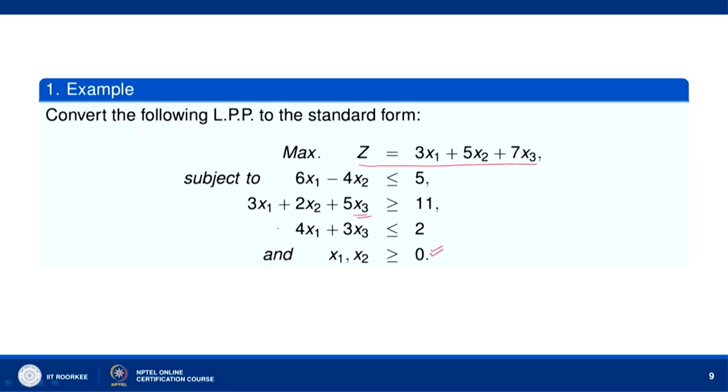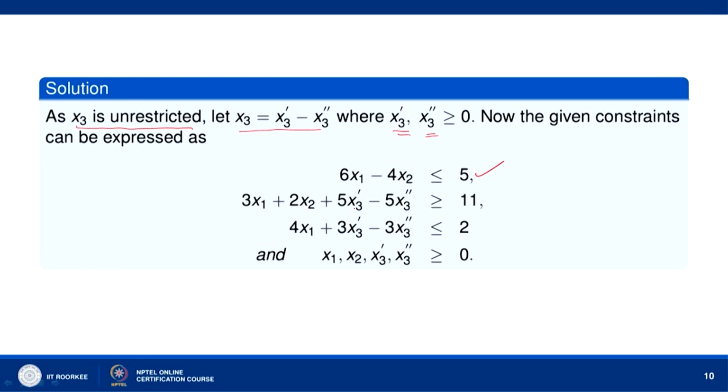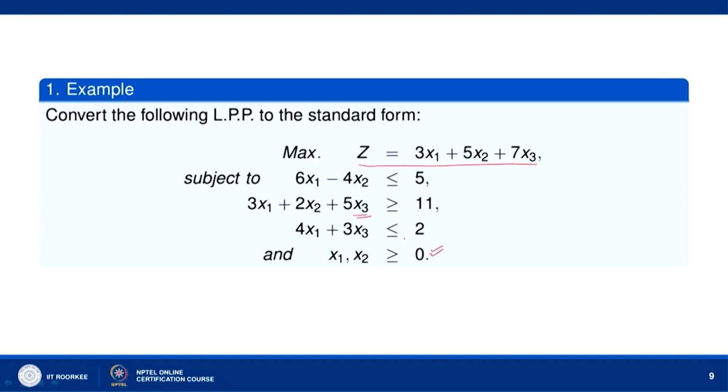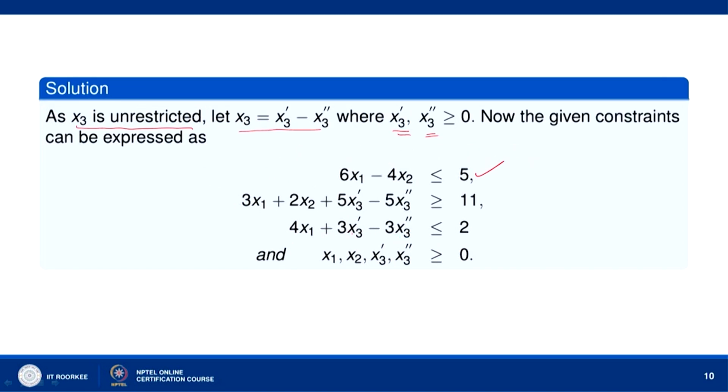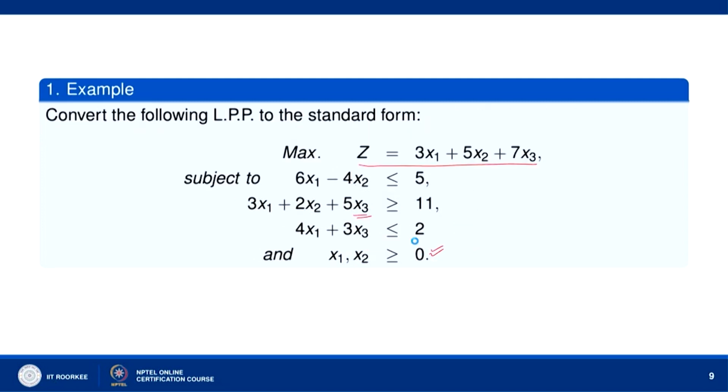The second constraint is 3x1 plus 2x2 plus 5x3 greater than or equal to 11. So, x3 we put as x3 dash minus x3 double dash, and we get 3x1 plus 2x2 plus 5x3 dash minus 5x3 double dash greater than or equal to 11, and the third constraint is 4x1 plus 3x3 less than or equal to 2. So, here we get 4x1 plus 3x3 dash minus 3x3 double dash less than or equal to 2, and here all the variables x1, x2, x3 dash, x3 double dash are greater than or equal to 0.